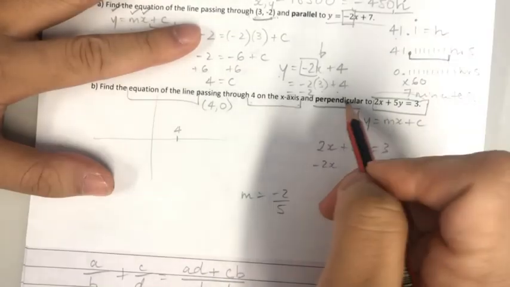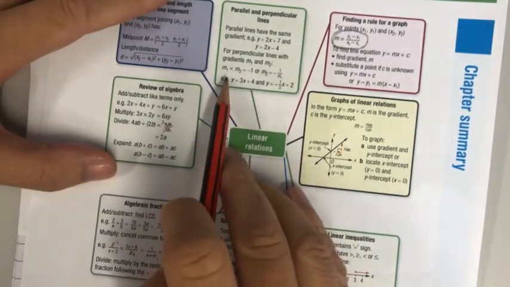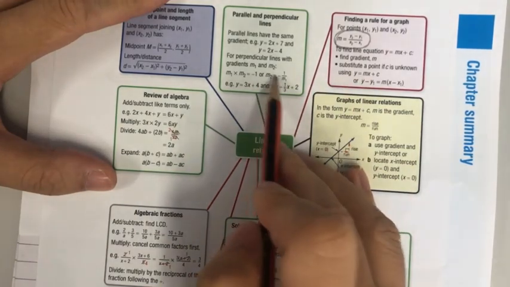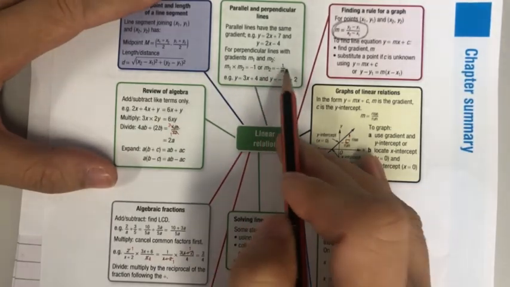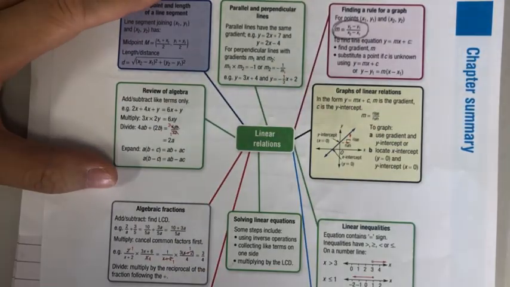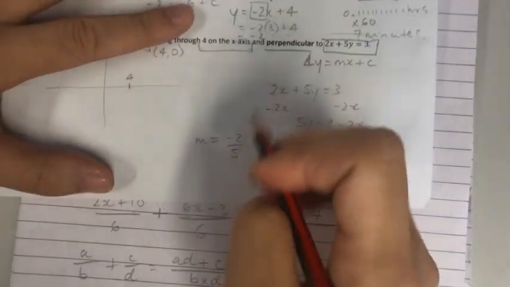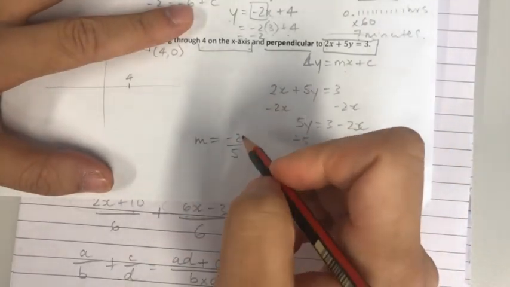To find perpendicular gradients, in your formula sheet, you can see that perpendicular gradients, when multiplied together, equal -1, or can be calculated by writing -1 over the gradient that you had before. Or you can just do this trick where you take the gradient and you flip it and then you change its sign. That will still work too.